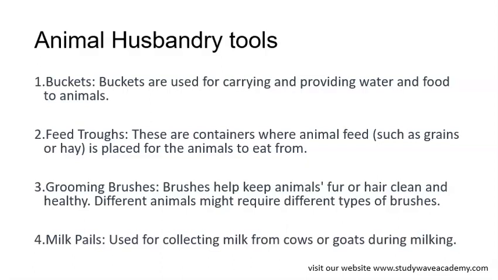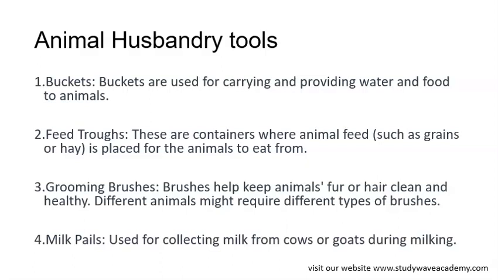Okay, then we have the grooming brushes. These brushes help keep the animal's fur or hair clean and healthy. Different animals might require different types of brushes. Depends on the animal. Those brushes are used to brush their body, just like you use a sponge on your body to make you clean. Those brushes are used on their body, their skin, to make them clean and keep them healthy. Okay, we have the milk pails used for collecting milk from cows or goats during milking.